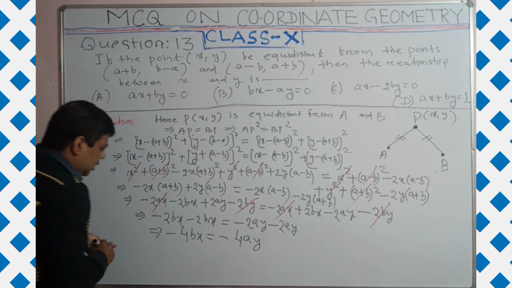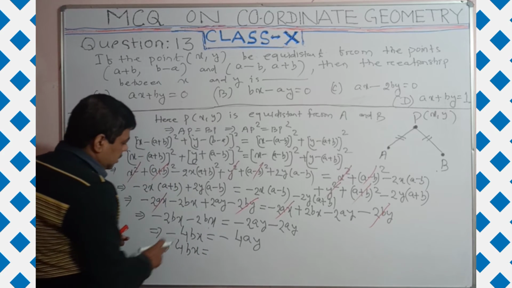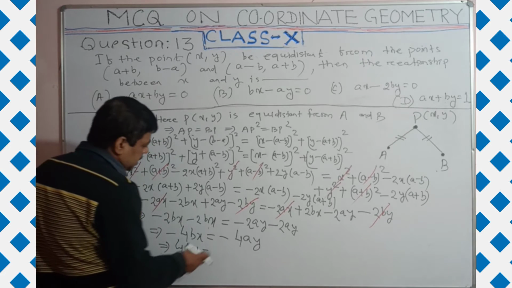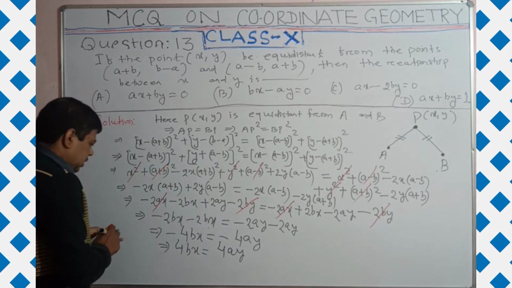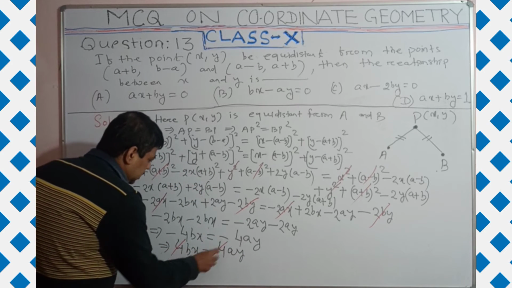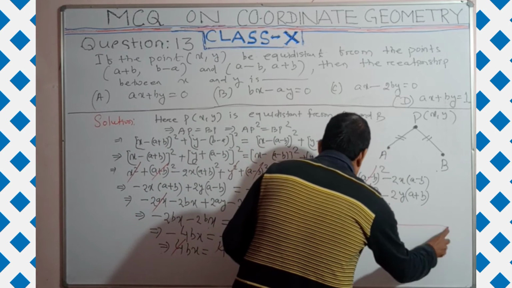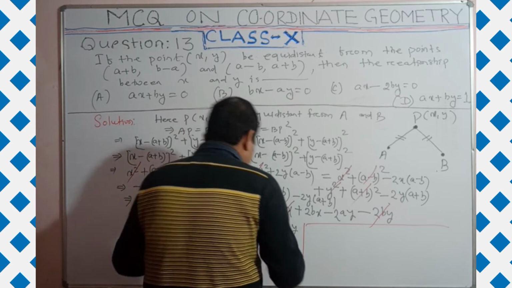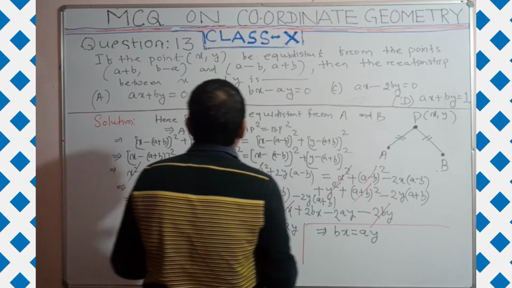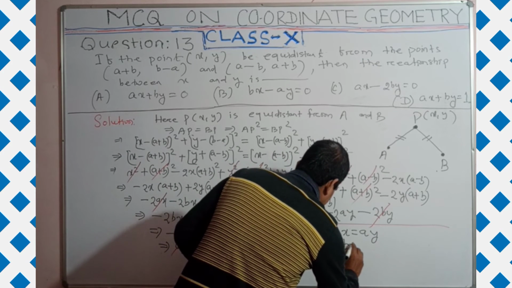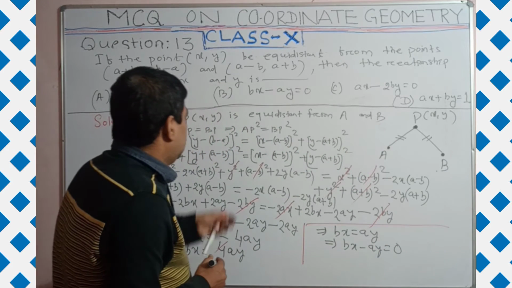Understand? Now you see this minus 4bx will be plus 4bx, change the sign, similarly the minus 4ay will be plus 4ay. Understand? Okay, here we can cancel 4 and 4 also. That implies bx is equal to ay. That implies bx minus ay is equal to 0. This is the desired relationship, and we got bx minus ay.